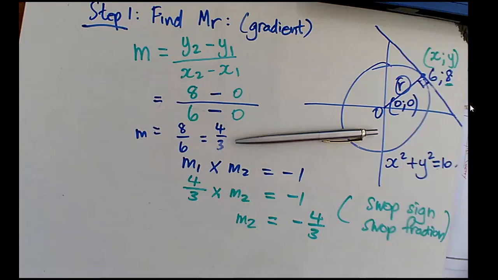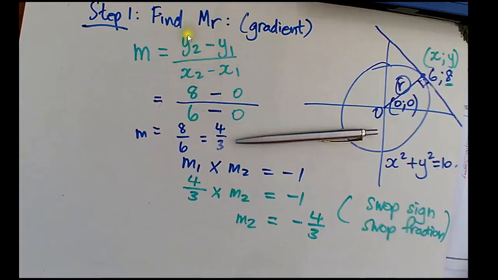Right, so we are looking at finding the gradient of the radius. This is the first step. So m, the gradient, is equal to the change in y over the change in x. In other words, y2 minus y1 over x2 minus x1.